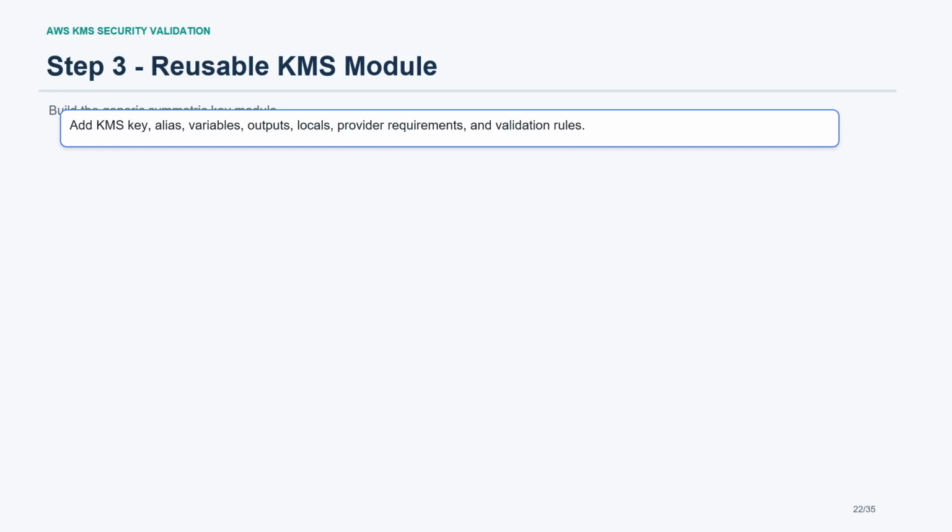Next one is, when it will start creating, right? Before starting creating, what parameters it will keep. It should keep KMS key, alias, variables, outputs, locals, provider requirements, and validation rules.